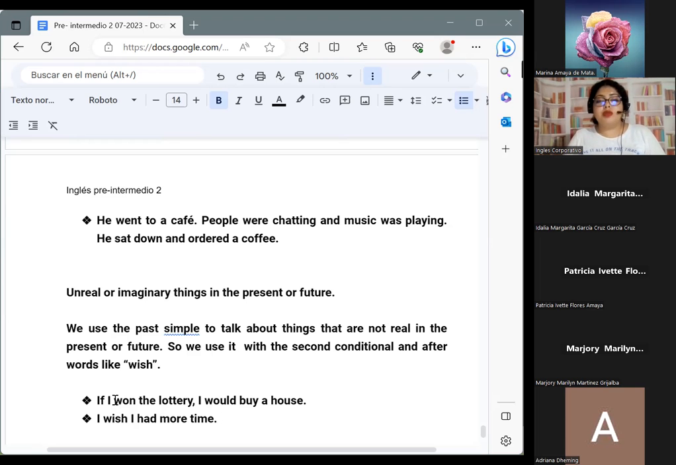Now, we are going to move to the other structure or to the other tense. In this case, we are going to talk about the past continuous. We already know that in this case, we are talking about verbs with the ing form. And we are going to talk about the same things.